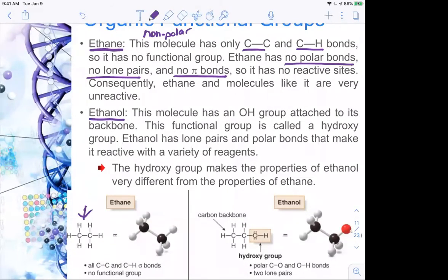When I look at ethanol, this has an OH group, right? This is called a hydroxy group. I have two lone pairs on the oxygen. Because the oxygen is electronegative, that carbon-oxygen bond is a polar bond. The oxygen-hydrogen bond, these two types of bonds are polar bonds. They can react with a variety of reagents. The hydroxy group makes the properties of ethanol much different from the properties of ethane.